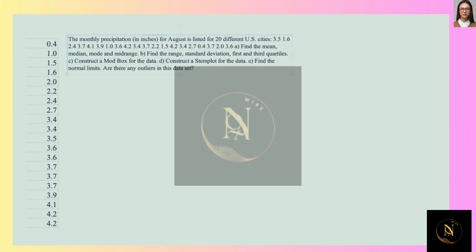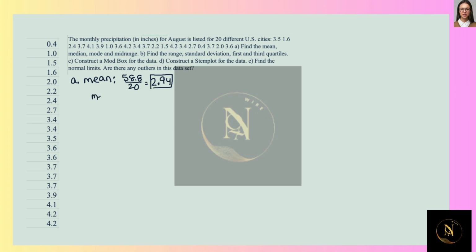So the first thing I'm going to do is find the mean. To find the mean, you have to first add up all of these data values. When I add up all the data values, I get 58.8. And then I have to divide by 20. And I got 2.94 is the mean.